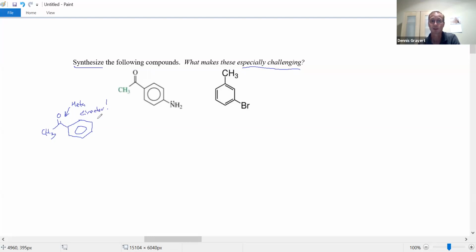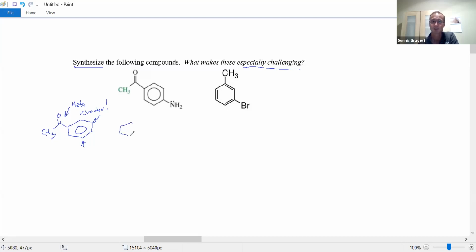So the new group has to go here or here. So you might do the Sandmeyer reaction to add the amine group, not Sandmeyer reaction, sorry, but we saw the Sandmeyer reaction. Oh, that starts with the nitro group and then reduces the nitro group to amine. It doesn't work. You can't make the para isomer. You can only make the meta.